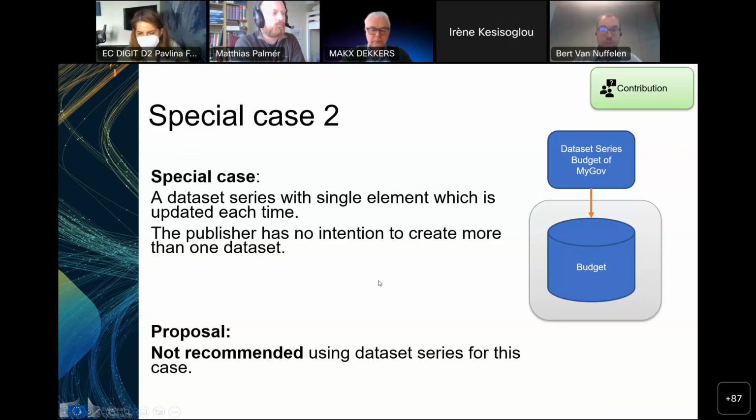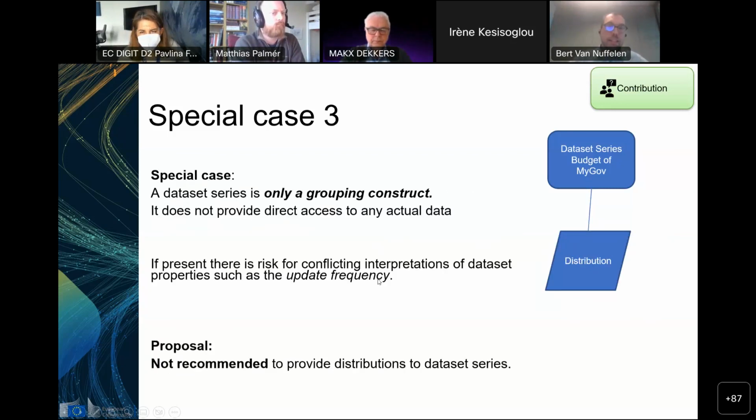Okay, good. Then we come to a case that was partially raised just before the webinar in GitHub. So I think this is a case that will probably raise some discussion. What I want to raise is: do we see a dataset series as a grouping construct, where the only goal is to group a collection of datasets, and you don't have direct access to the actual data, but always have to find it by selecting one of the datasets in the collection?